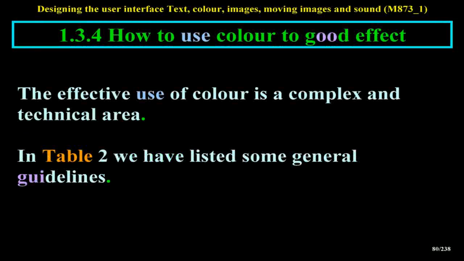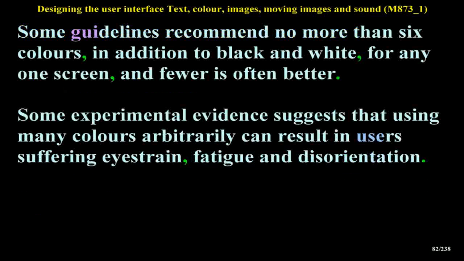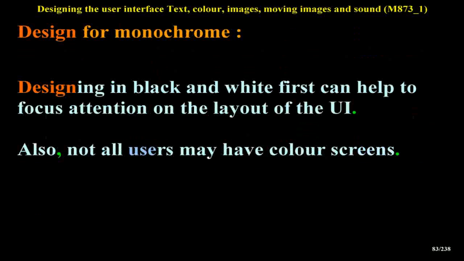How to use color to good effect. The effective use of color is a complex and technical area. In Table 2 we have listed some general guidelines. Table 2. Making effective use of color. Number of colors. If you are using colors to organize the screen, then it is better to limit their number. Too many colors can be confusing and unpleasant to look at. Some guidelines recommend no more than 6 colors, in addition to black and white, for any one screen, and fewer is often better. Some experimental evidence suggests that using many colors arbitrarily can result in users suffering eye strain, fatigue, and disorientation.